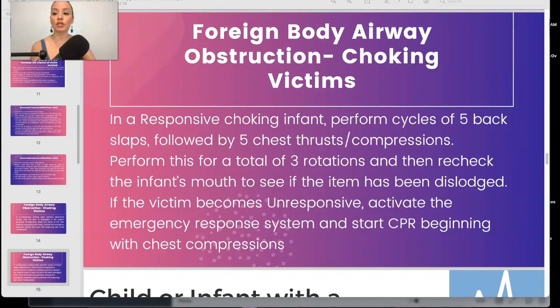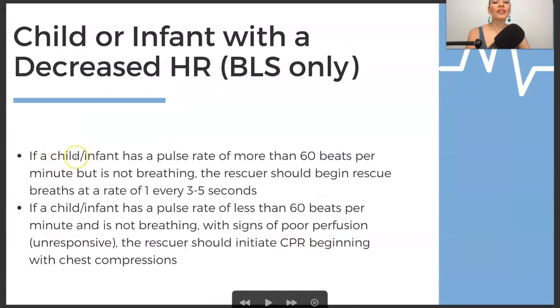Child or infant with a decreased heart rate. If a child or infant has a pulse rate of more than 60 beats per minute but is not breathing, the rescuer should begin rescue breaths at a rate of 1 every 3 to 5 seconds. If a child or infant has a pulse of less than 60 beats per minute and is not breathing with signs of poor perfusion, so if this little child looks blue in the face, then the rescuer should initiate CPR beginning with chest compressions.